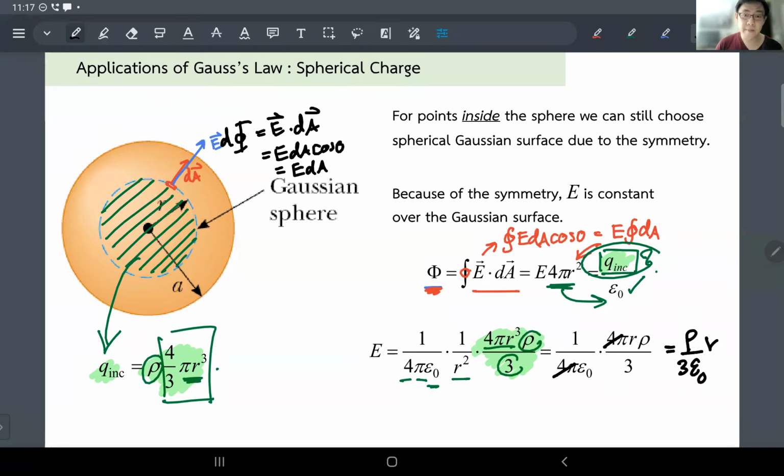When I say isn't that cool, it means now you can see that the electric field inside the ball depends on r, which makes perfect sense. Why?